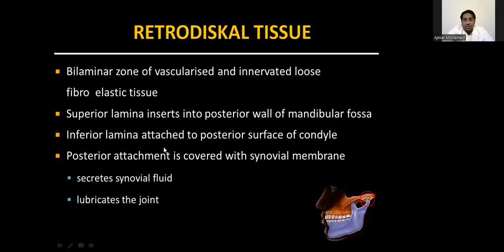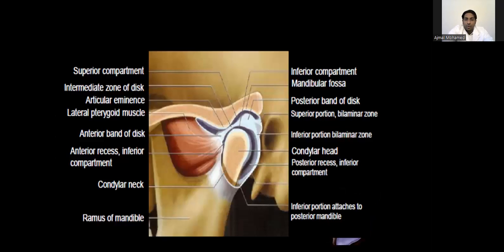Then comes the retrodiscal tissue. It is a shock absorber, the fibrous tissue which will absorb any damage or sudden shock happening to the TMJ, and it contains the synovial tissue, the synovial membrane, which will secrete the synovial fluid and it will be able to lubricate the joint. So all the parts are present here.